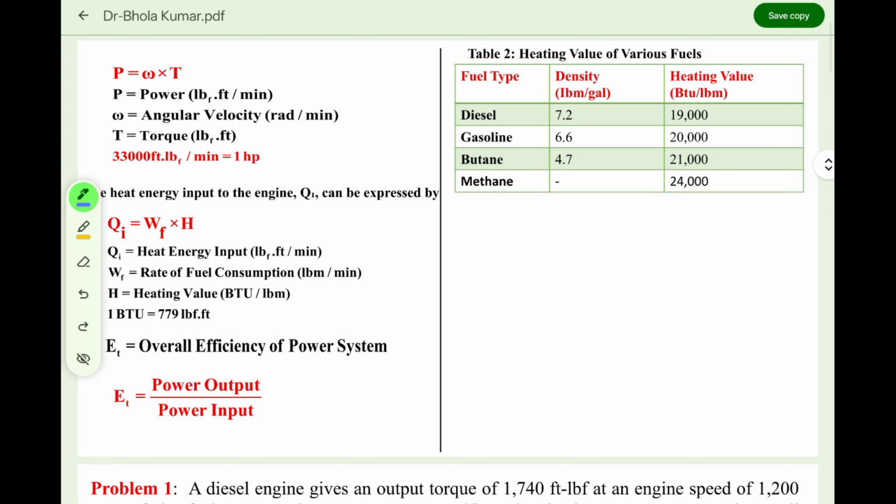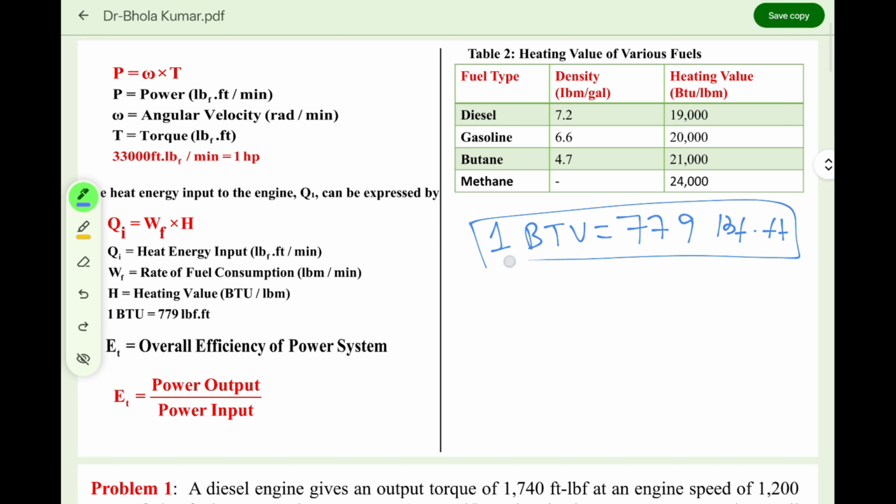Finally everything is evaluated on the basis of efficiency, that is, power output by power input, right? Et is power output by power input. There is another important unit conversion: 1 BTU is equal to 779 lbf feet. You need to remember this conversion.